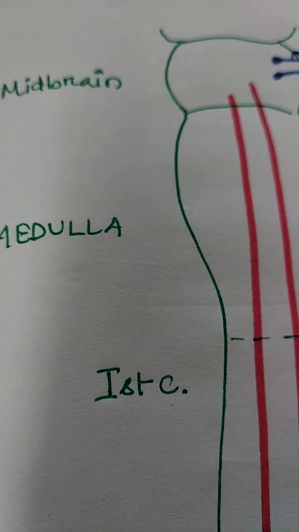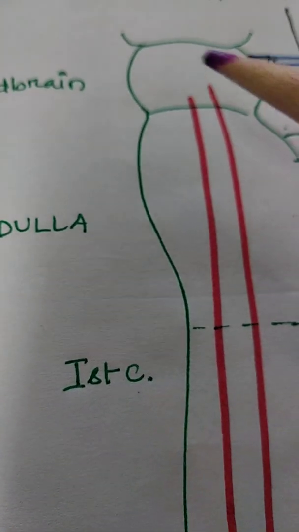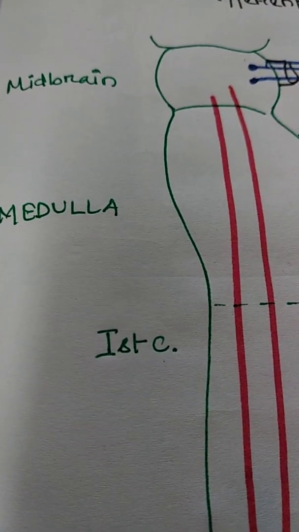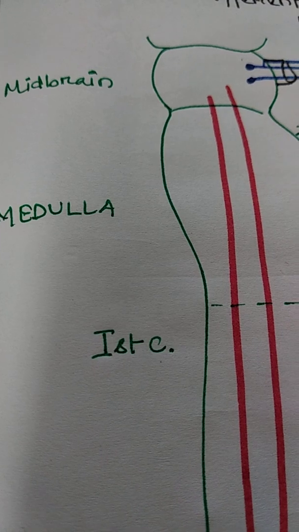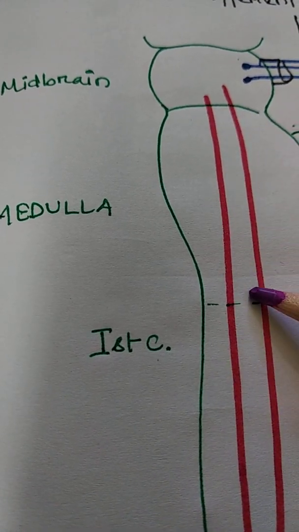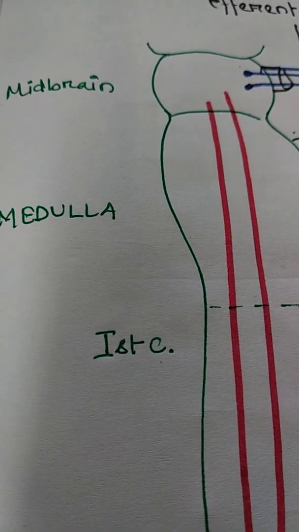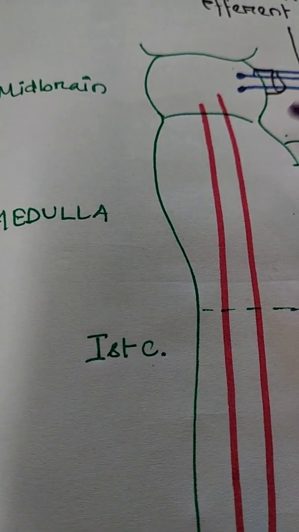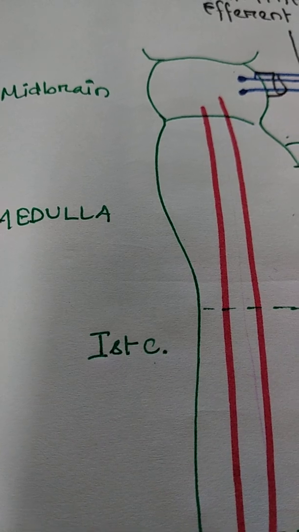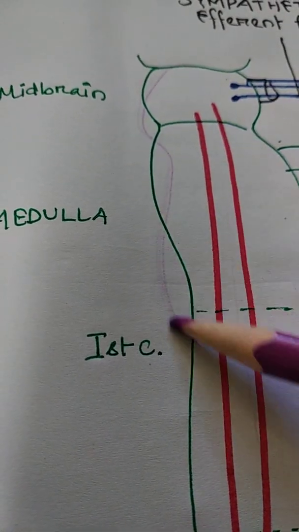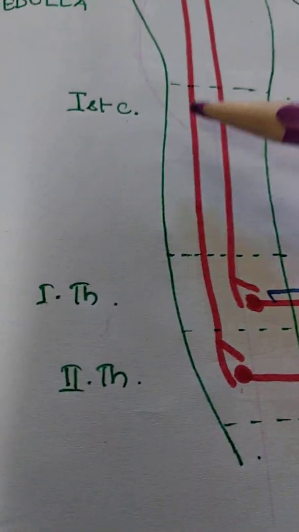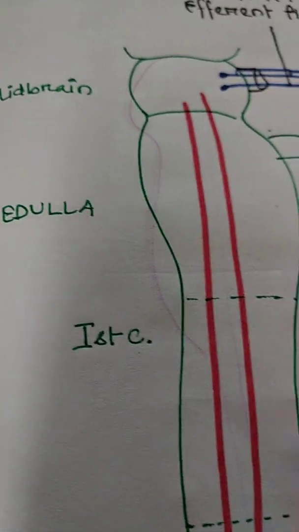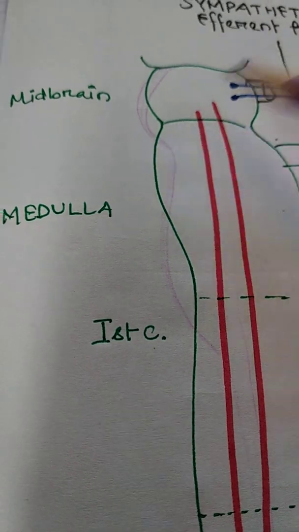So let us start. First of all, we should know from where the sympathetic and the parasympathetic nerve fibers arise. This is the central nervous system. This is the portion of the brain, and this is the portion of the spinal cord.